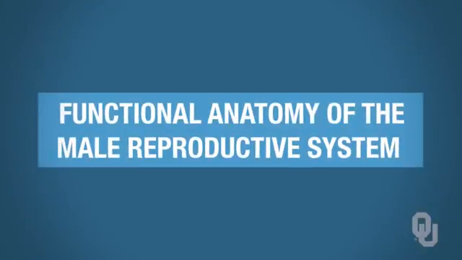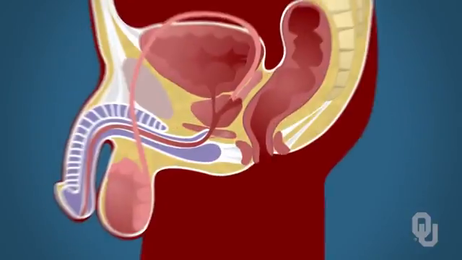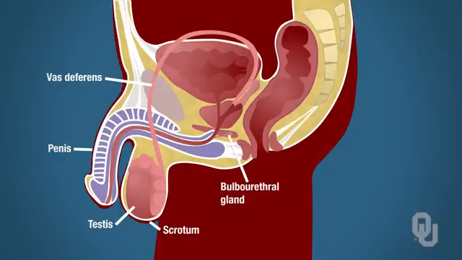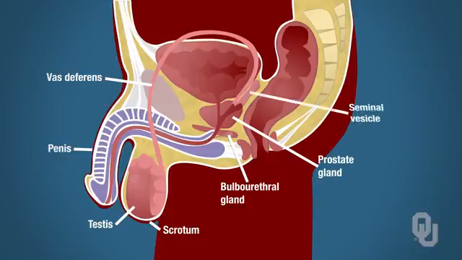In this video, we will focus on the functional anatomy of the male reproductive system. Let's begin by simply identifying structures that are important in the male reproductive system. These include the vas deferens, also called the ductus deferens, the penis, the testes (note that only one testicle is shown in this diagram), the scrotum, the bulbourethral gland, the prostate gland, and finally, the seminal vesicle.